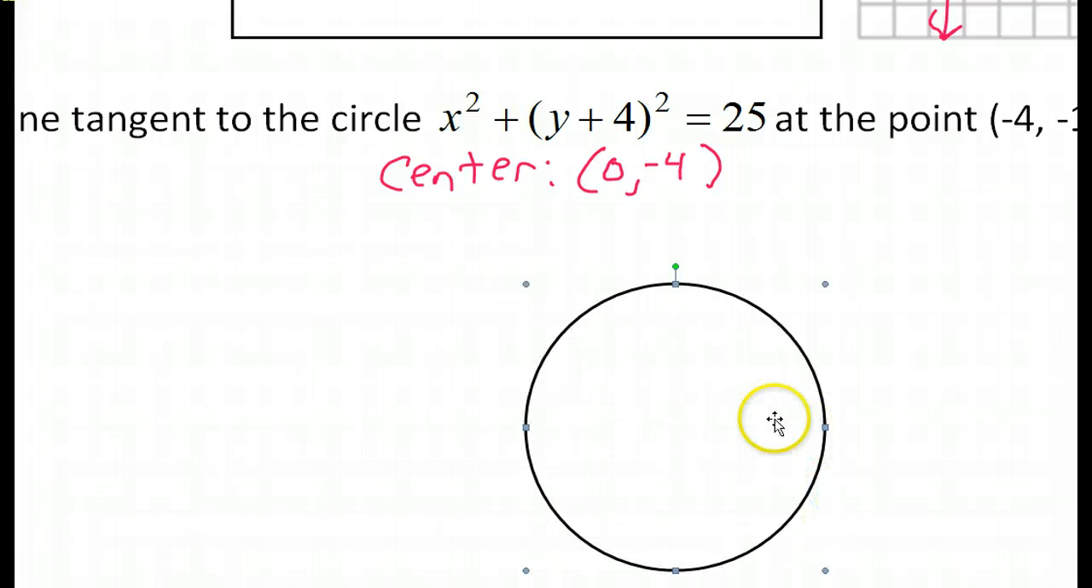Okay, so just draw yourself a circle. And we know what the center is. So let's draw that. So here's the center. And the center is at (0, -4).